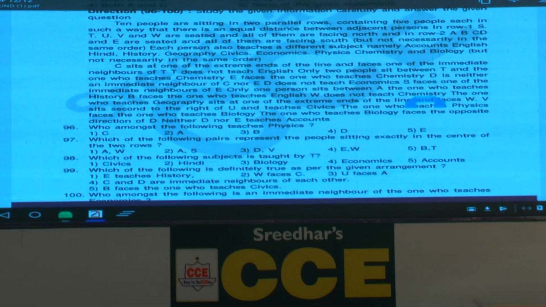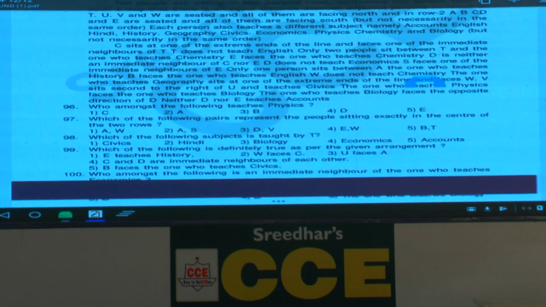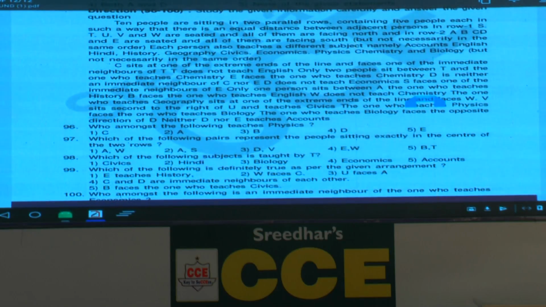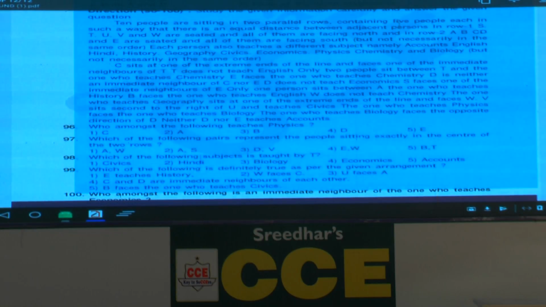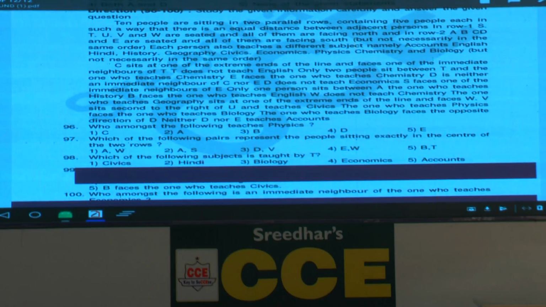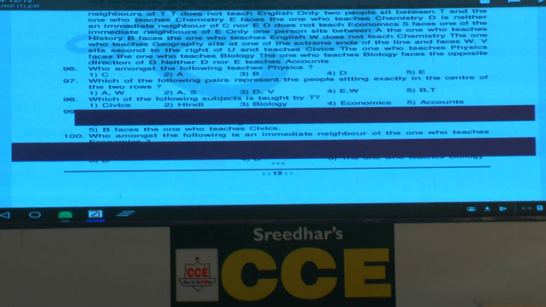Then condition number 1 in this. Yes, tell me what is condition number 1 here. C sits at one of the extreme ends of the line and faces one of the immediate neighbors of T. Now C sits at one of the extreme ends of the line means tell me how many different possibilities we can have. We can have some 2 different possibilities. What are the 2 different possibilities we can have?